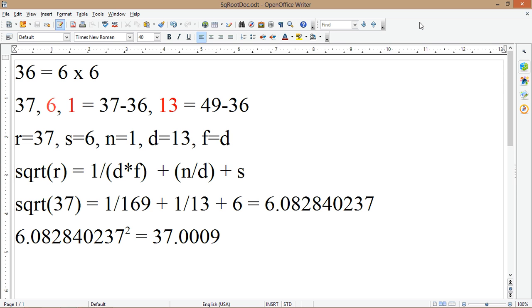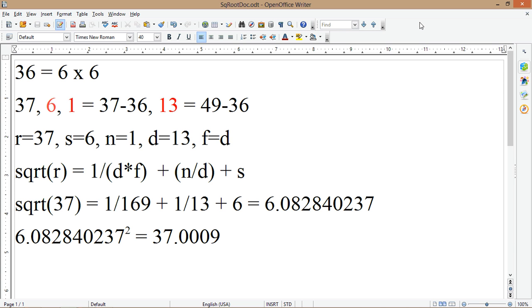Let's take a look at this algebraic expression. Very simple. The square root of r equals 1 over d times f, and the parentheses here are simply so we can keep the order of operations in check. We don't want things to get out of control. So 1 over d times f plus n over d, plus s. I mean, we are talking about the very pillars of mathematics here, right? Addition, multiplication, and division. That's all that's necessary in this algebraic expression that we just looked at.